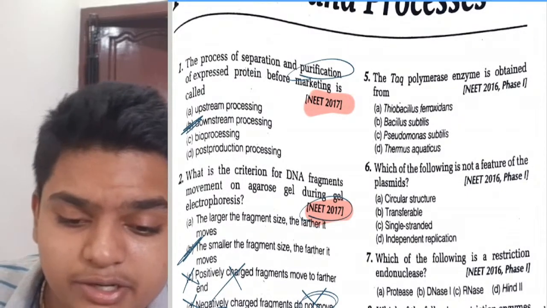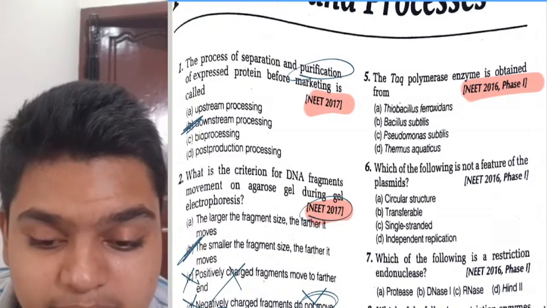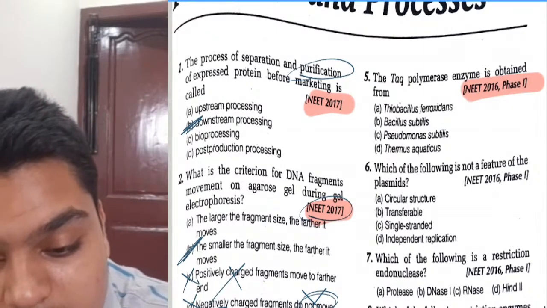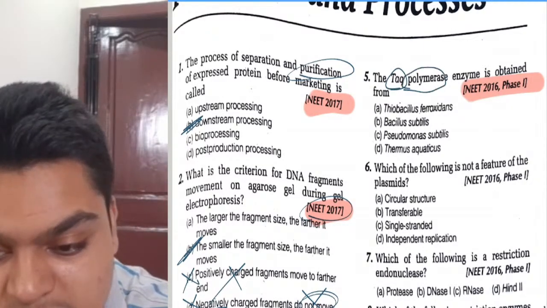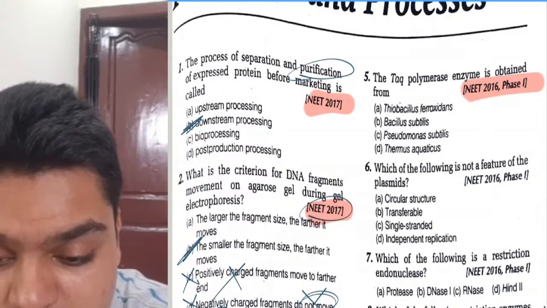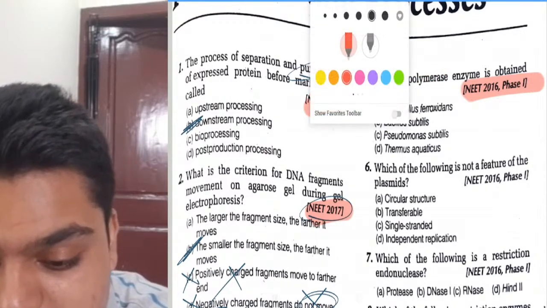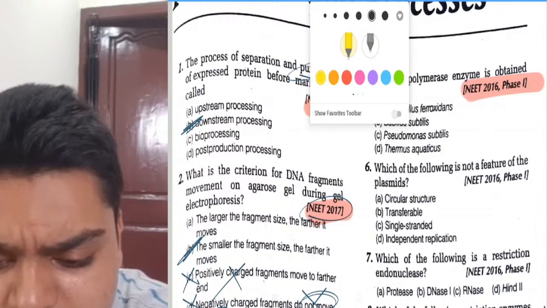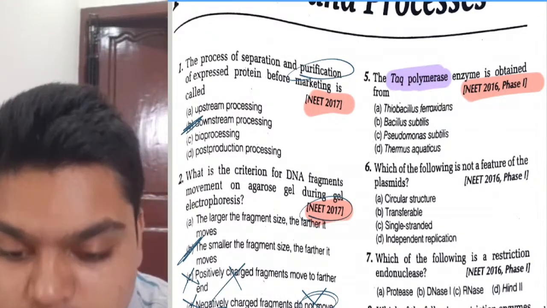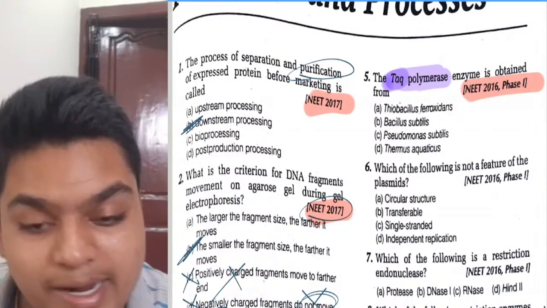This is your NEET 2016 phase 1 question. Okay. The Taq polymerase enzyme is obtained from. I hope I have told you this in my live session, and I have asked you to please do the parts which I have left. If you have done those parts after my lecture, you can very easily answer this question. Taq polymerase. I'll give you a small hint also. Taq, T and Q, those two are present in the answer also.